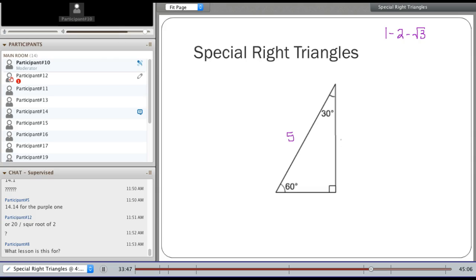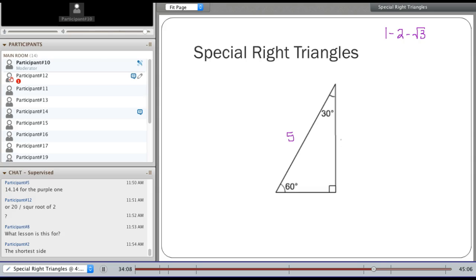Let's see, do they have it broken apart? It's for 5.05 and 5.06. I don't remember. Let me look. I think they break it apart maybe. One lesson is the 45, 45, 90, and one of them is the 30, 60, 90. I'll look here.